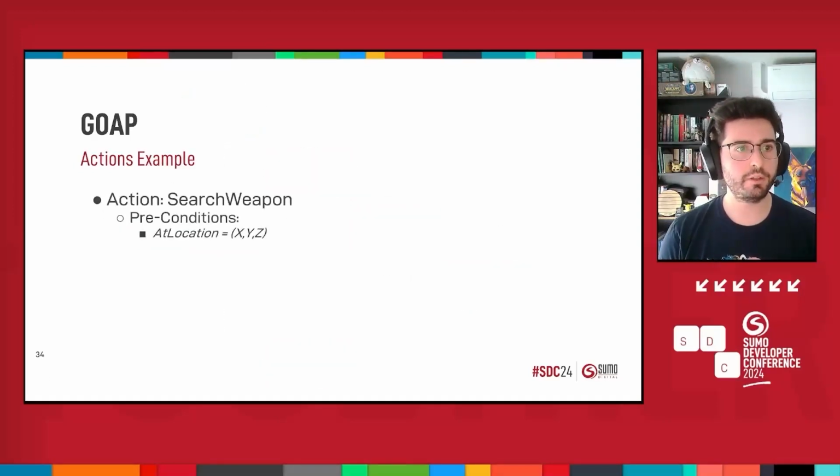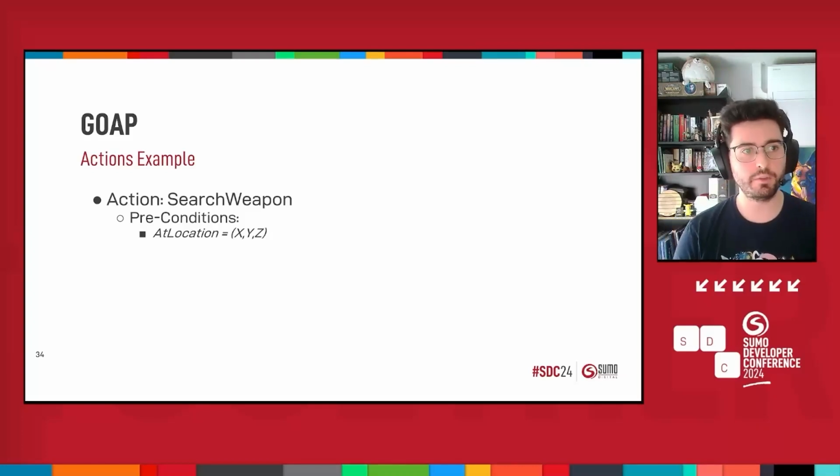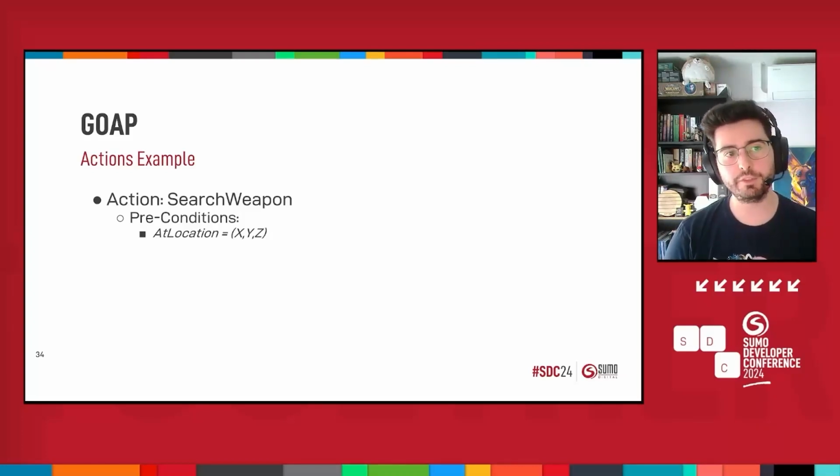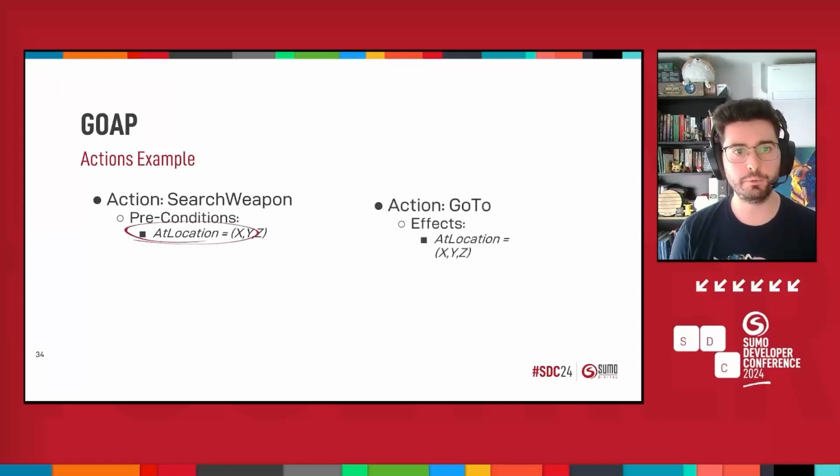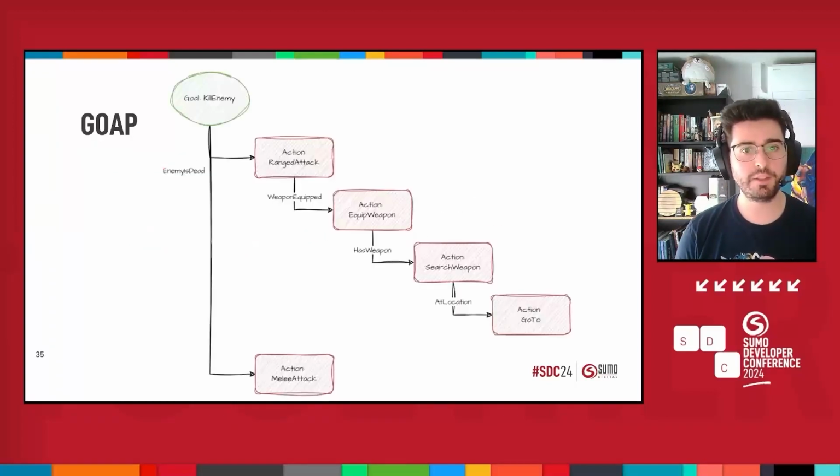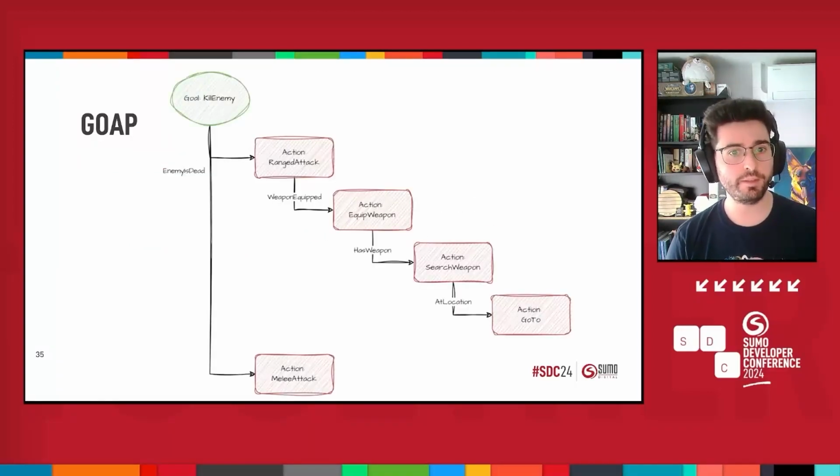And we continue from there, because again, our search action has a specific precondition. We've determined that we have the knowledge that a weapon can be found at a specific location, and we're not at that location. Therefore, we have to find an action that will get us to that location. And again, we get the go-to action. Luckily, our go-to doesn't have any preconditions, so that's where it would end this chain of actions.